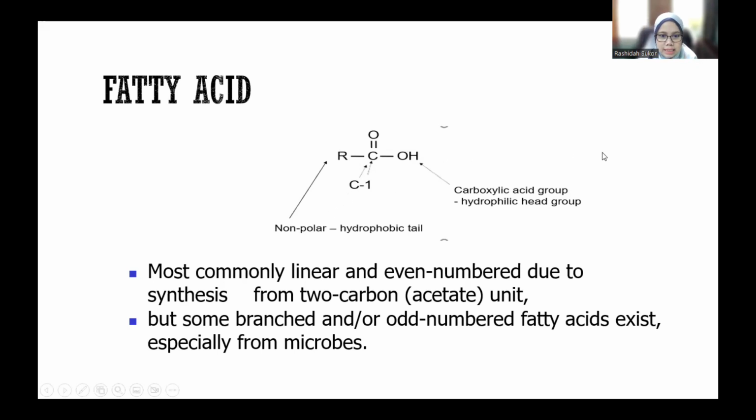Okay, most commonly linear and even number. These are fatty acids. When we write the fatty acid, normally we write it as C16, C18, C20, C22. They are mostly even number because of the synthesis from two-carbon units. And they are mostly linear, meaning a straight line. However, some have branches, and odd number fatty acids also exist, especially in microbes.